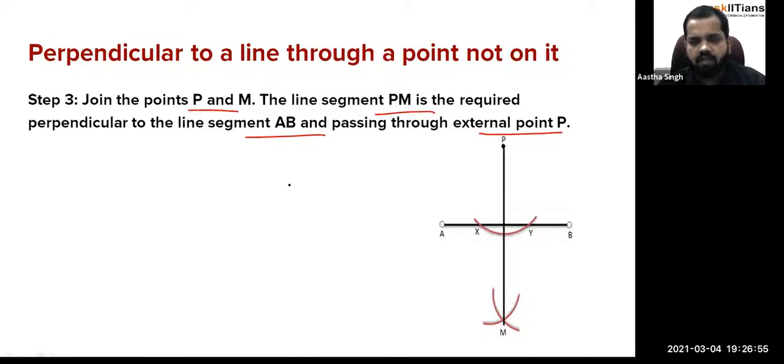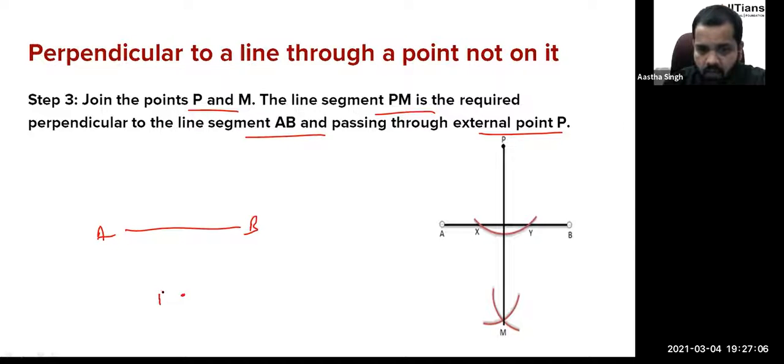Let me just summarize what I have told you. You will be given a line AB. Now let us take that your point P is external and is here below. With the help of a compass, put the point at P and just draw an arc of any radius like this, so that it will cut your line AB at two points X and Y, right?